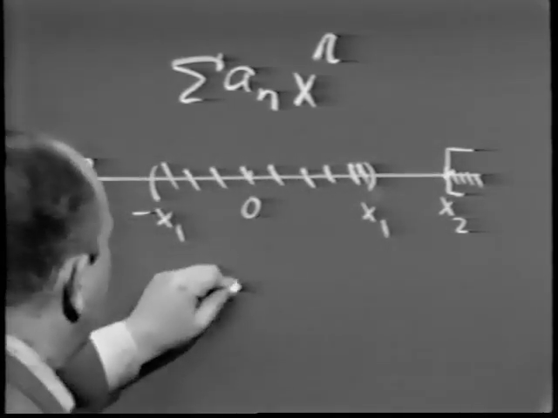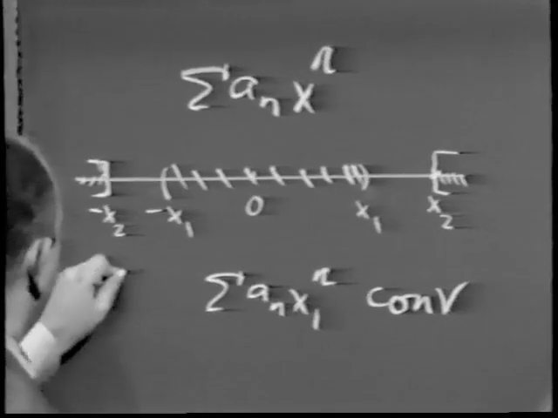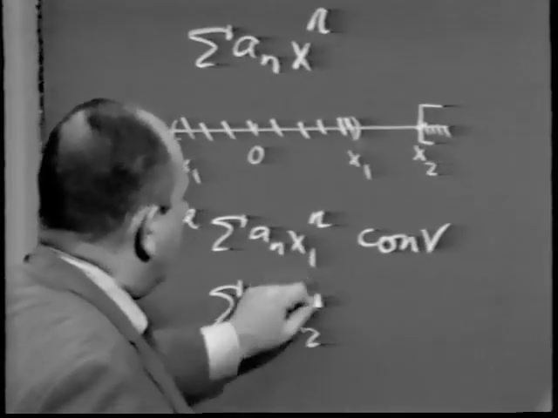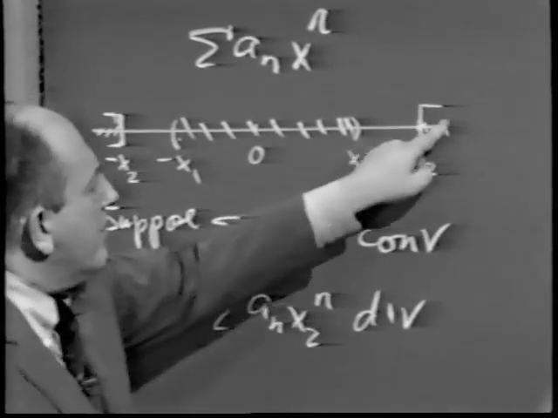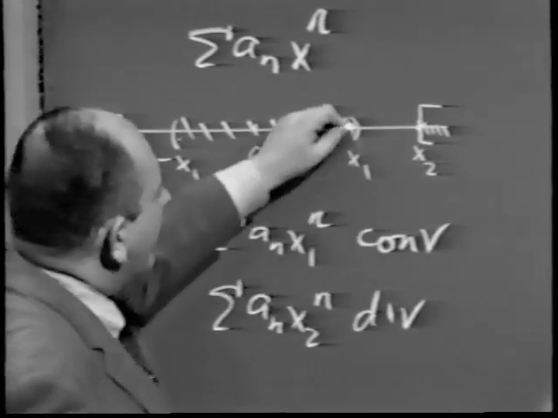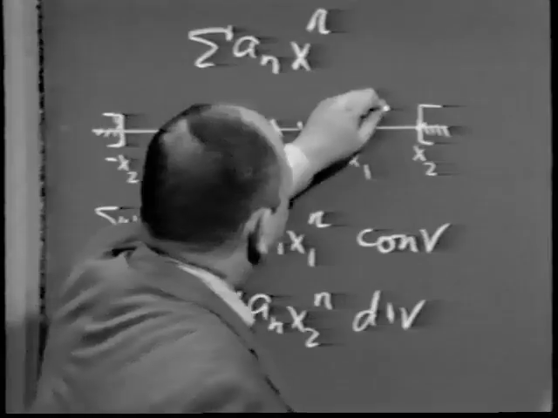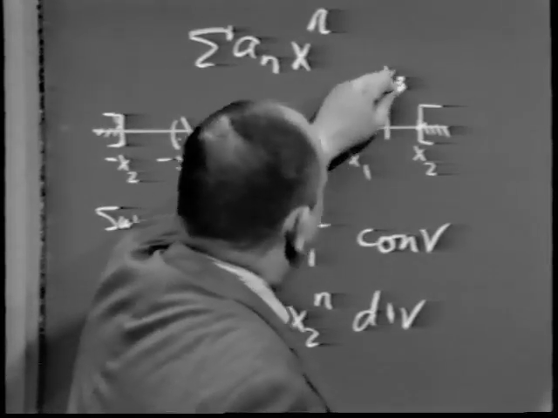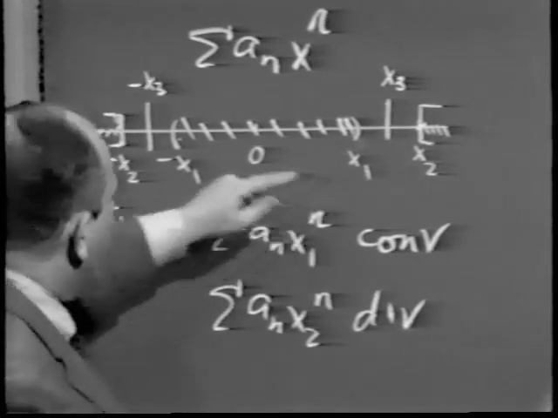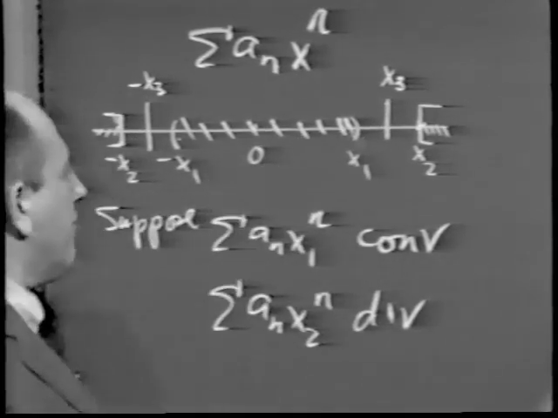What we're saying is that a n x1 to the n converges. So you just suppose this. That gives us this picture. Suppose a n x2 to the n diverges. Then we know that the series diverges for all larger values of x. Now we know how the series behaves exactly except in the interval between x1 and x2. So what we do next is pick a number which we'll call x3. We then see whether this converges or diverges. If it converges at x3, we know that the radius of convergence extends all the way between minus x3 and plus x3.